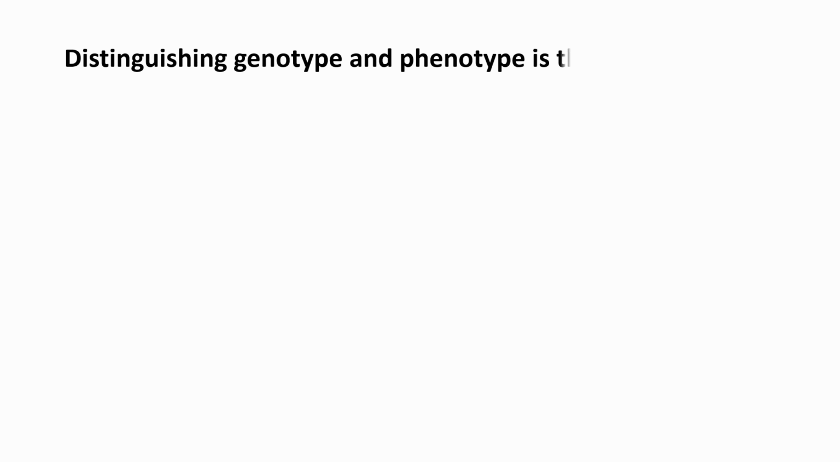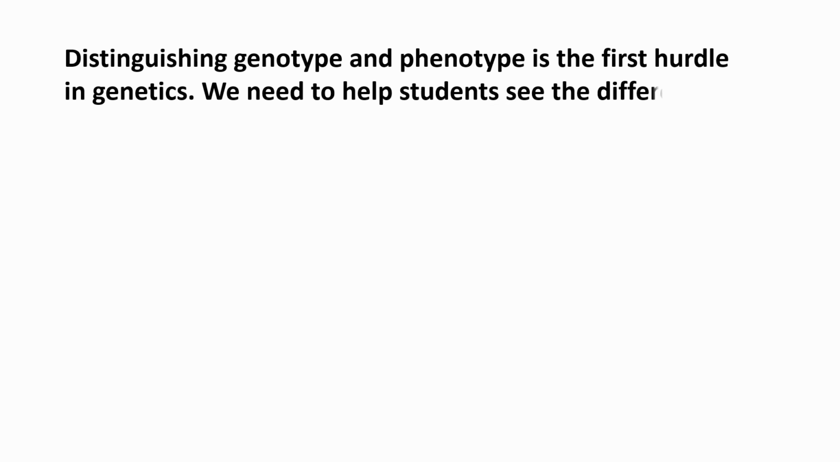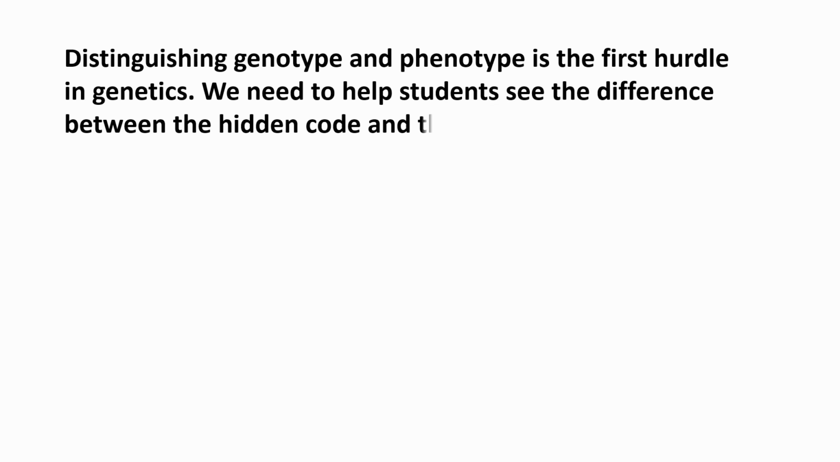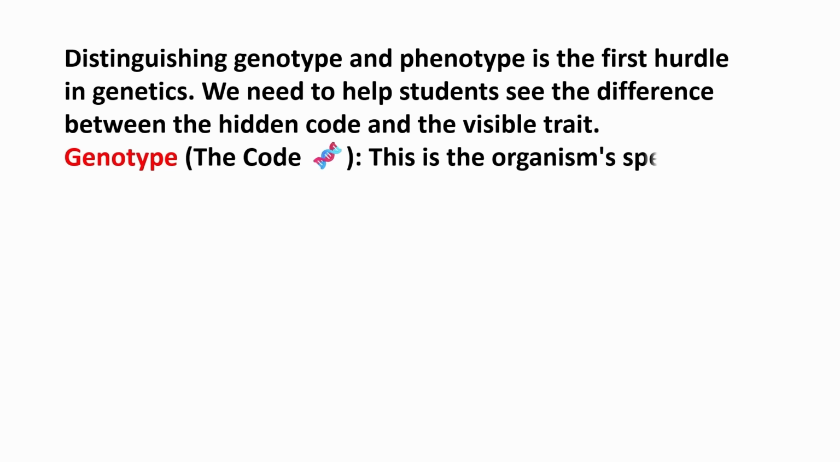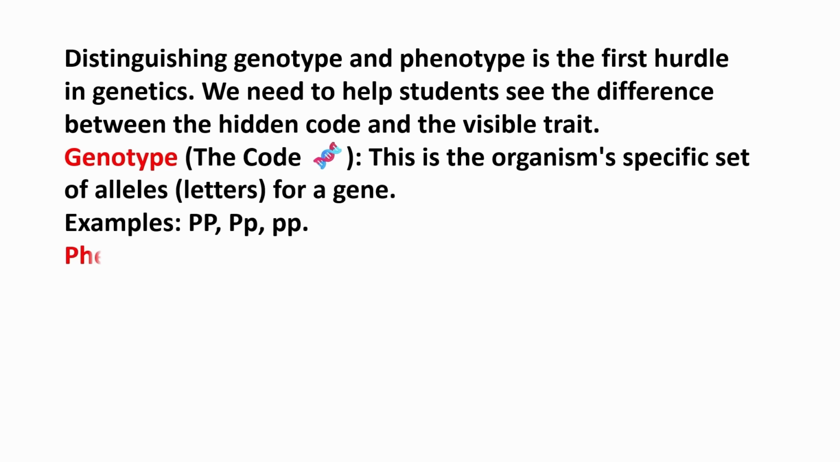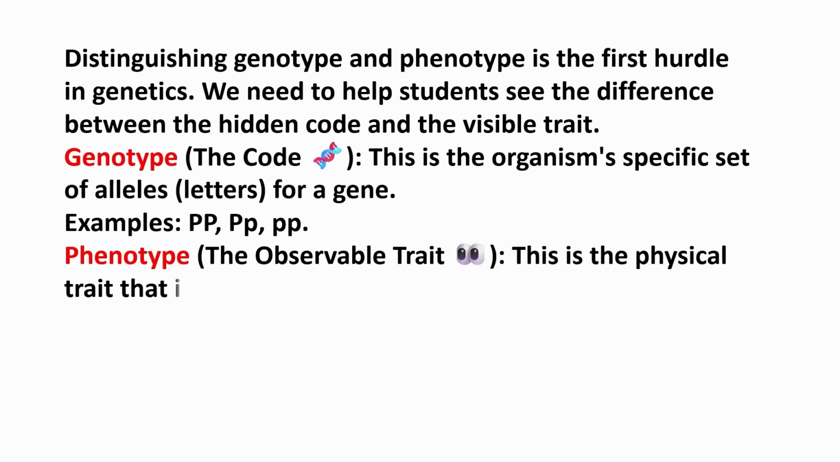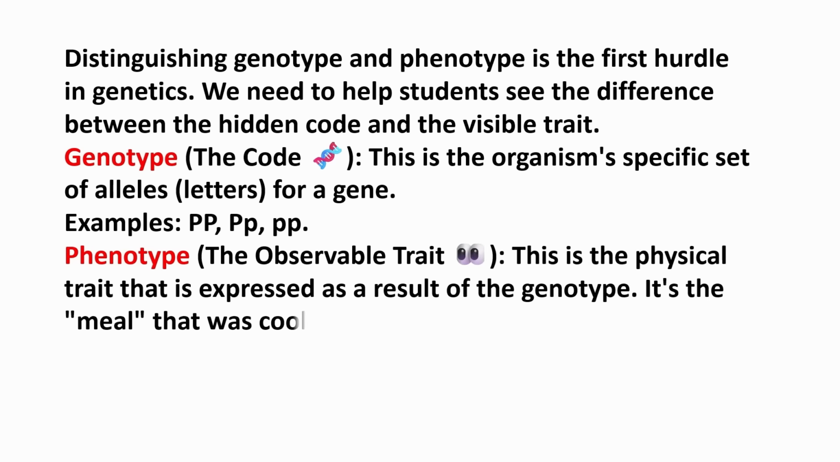Distinguishing genotype and phenotype is the first hurdle in genetics. We need to help students to see the difference between the hidden code and the visible trait. Genotype, it is the code. This is an organism's specific set of alleles for a gene. For example, capital P capital P, capital P small p, small p small p.